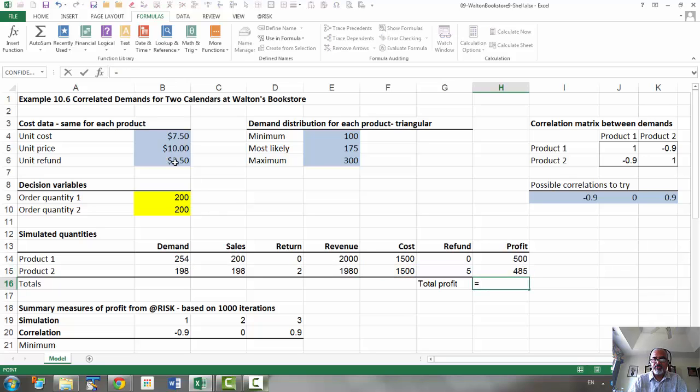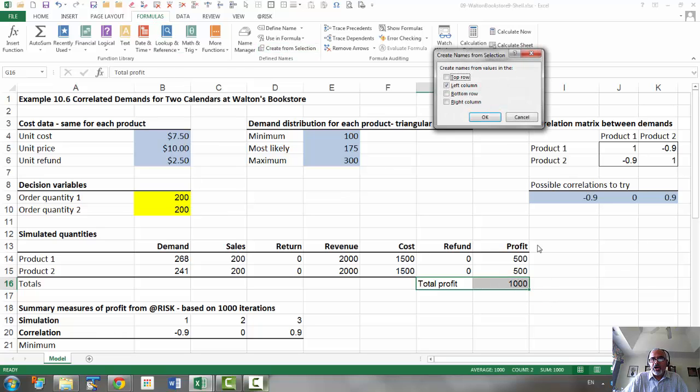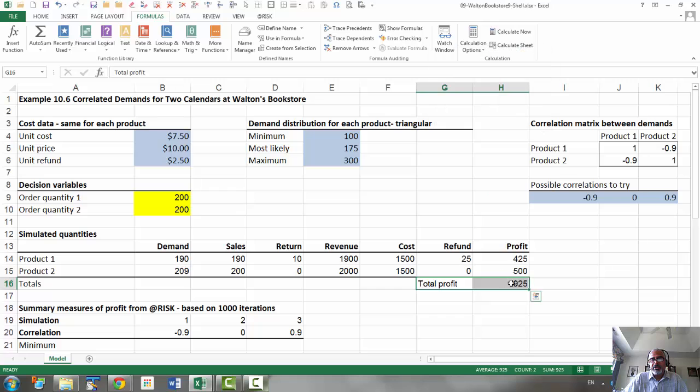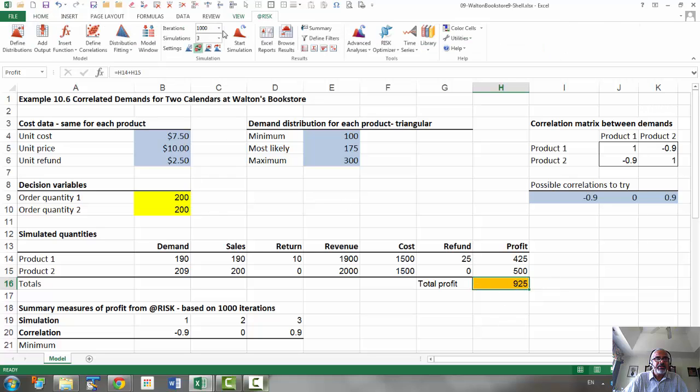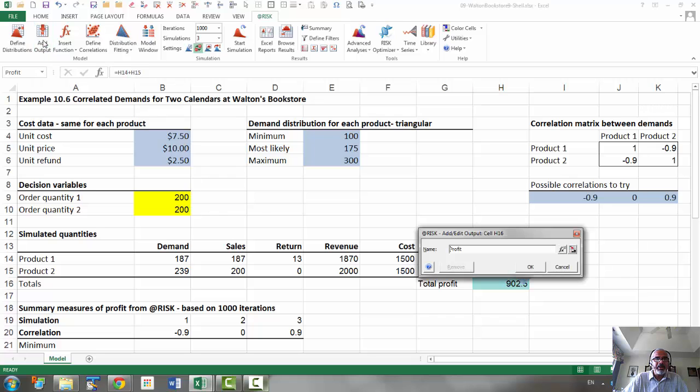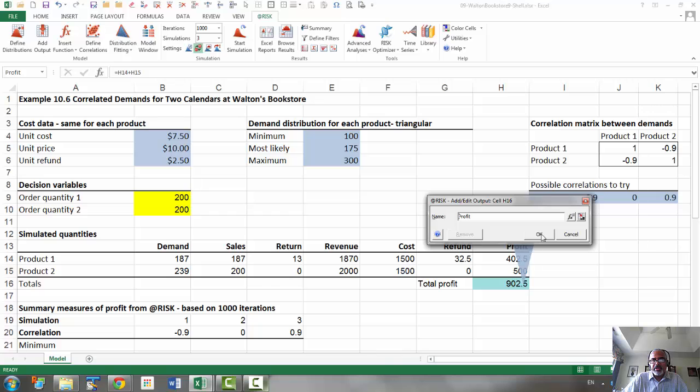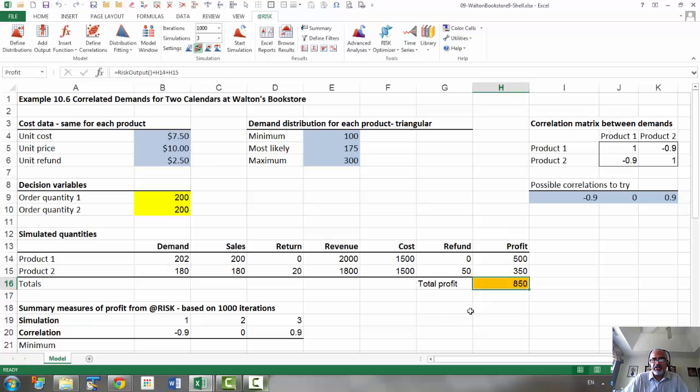Now the total profit is the sum of these 2 profits, and that is our output cell. So let's give a name and color code this and identify this as our output cell in @Risk. Go to @Risk, add output, and it is pointing to that cell, so click OK, and that's our output cell.